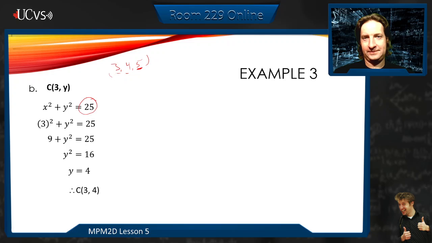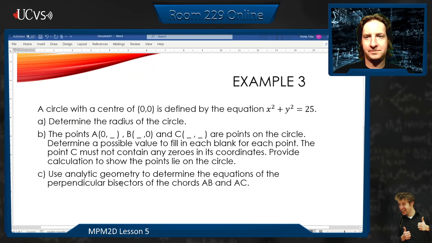Okay? So there we come up with that equation. Now, the next question is a bit more complicated. Let's go, what does the question say exactly? Using analytical geometry, determine the equation of the perpendicular bisectors of the chords AB and AC. Okay, so what does that mean?